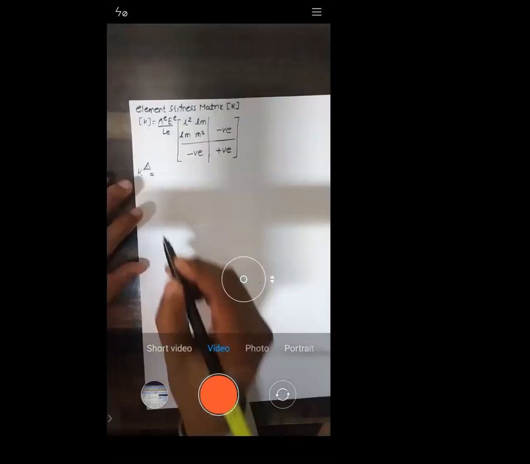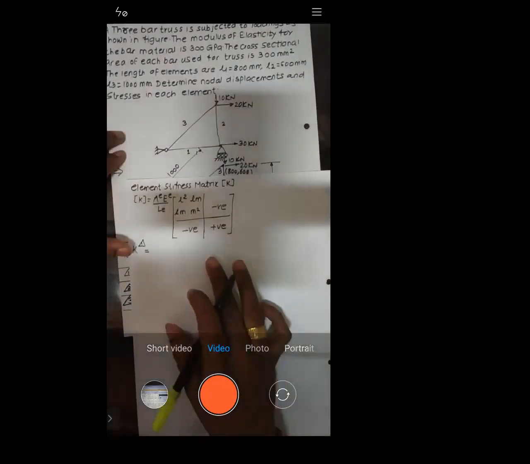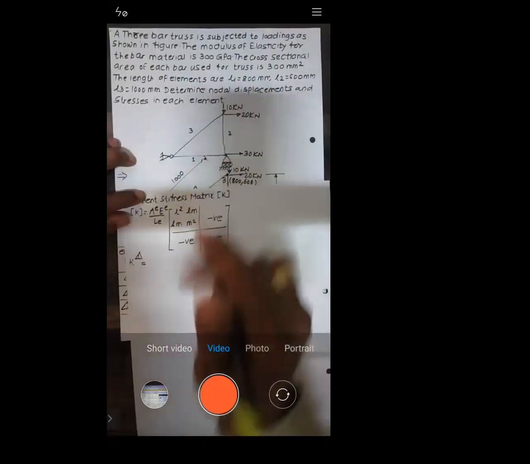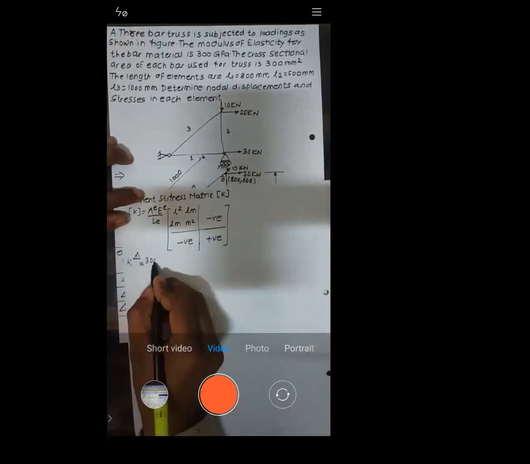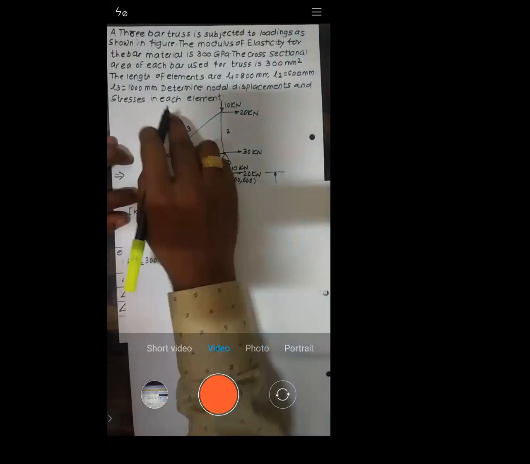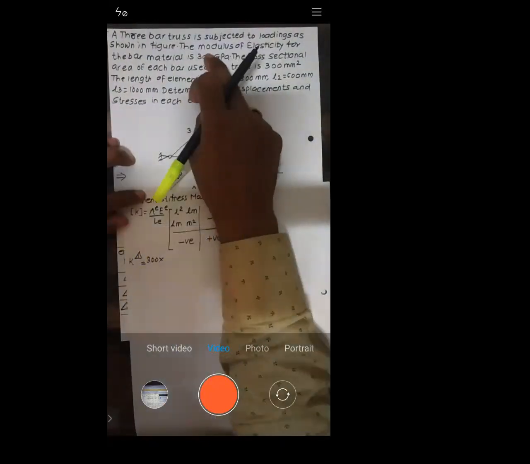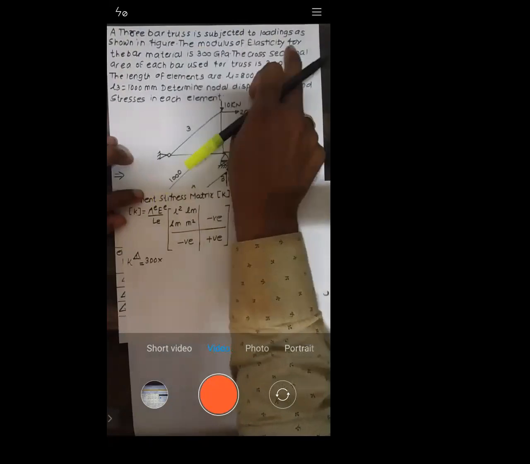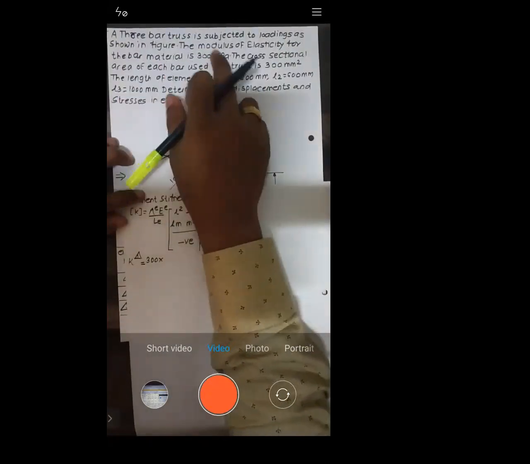I will write down the stiffness matrix for element number 1. Area, the cross-sectional area for each member, is 300. So for each member, area is 300. Just see the value of E. Modulus of elasticity for the bar material is 300. So for every member it's 300.